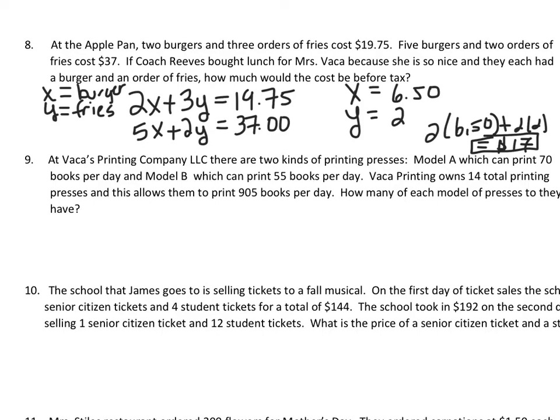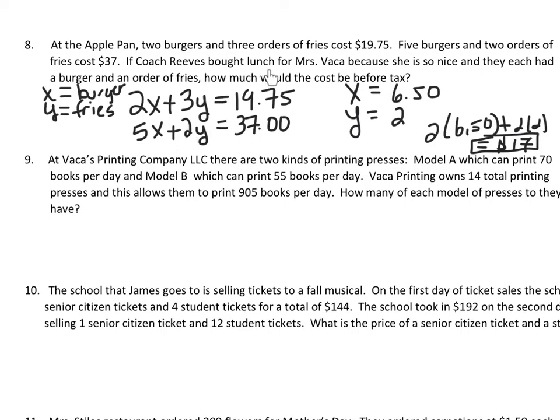Alright, so this problem says, at the Apple Pan, 2 burgers and 3 orders of fries cost $19.75. So here you can see where I've set up this equation. 2x, where burgers are x and fries are y. I have 2x plus 3y equals 19.75. 5 burgers and 2 orders of fries cost $37. So 5 burgers plus 2 fries equals $37. Now, since I have this already set up, I can put this in my calculator and solve for X and Y, and that's what I did.